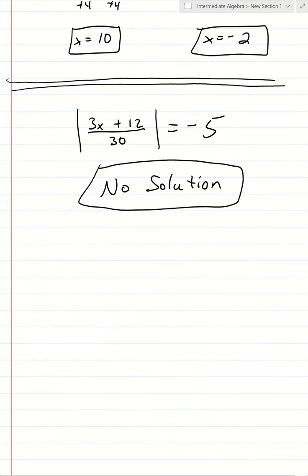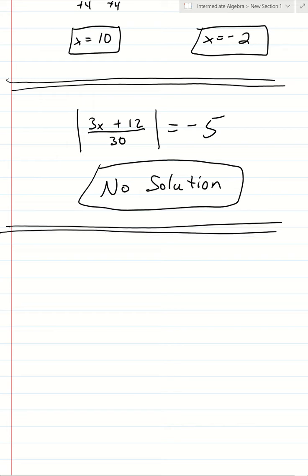One other type of absolute value equation involves more than one absolute value. For example, let's say we have the absolute value of 2x minus 3 equals the absolute value of x plus 9. Now here we have two absolute values that are equal to each other. Okay, so we are still going to create two relationships.